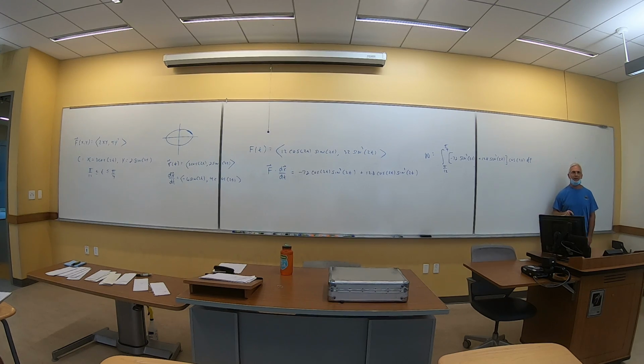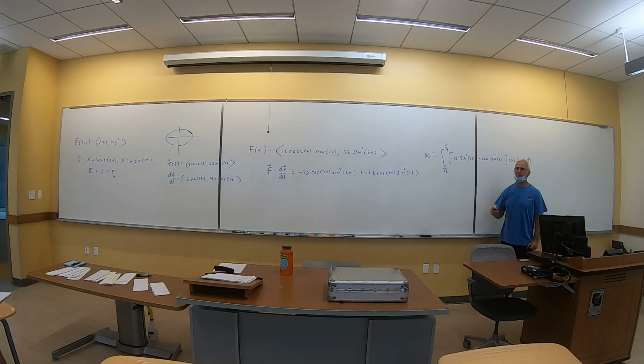Why would I do that? Tell me why I would want to do such a crazy thing. Sine cubed and sine squared. Is this a simple u substitution? Yeah, what's your u though? Probably let u be sine of 2t. Then what's your du?